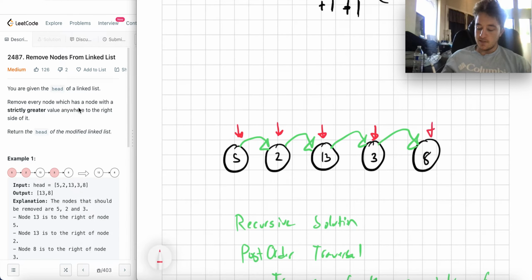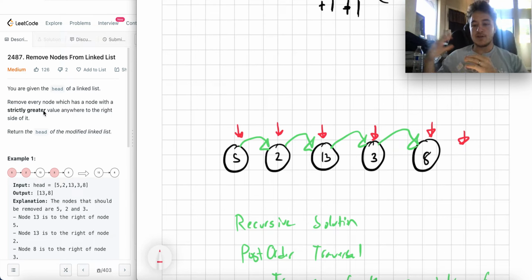Now, when we go back, we need to provide the maximum value to the nodes that come before, since a node is removed if there's a value that's greater than it to its right. That would mean that the greatest value to my right is the only value I have to look at, because the greatest value to my right is the one that could remove me. Anything less isn't worth looking at, because the greatest one will remove me.